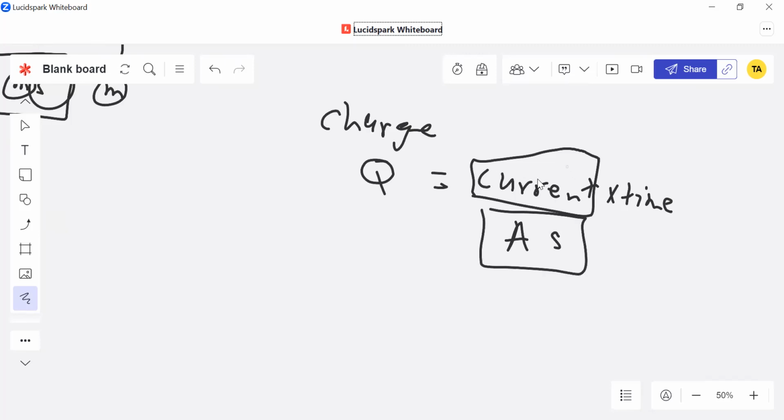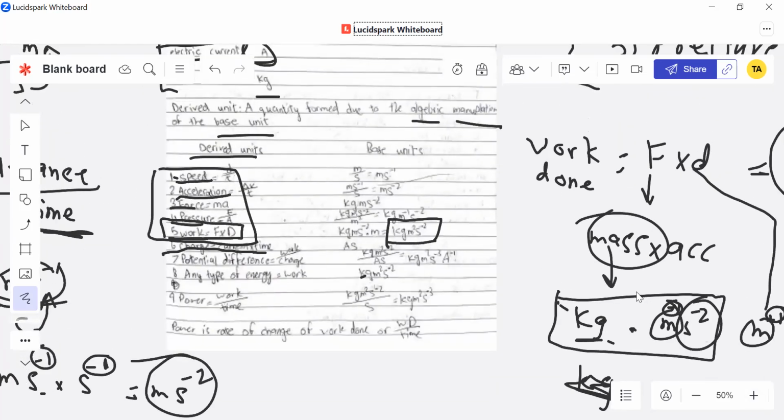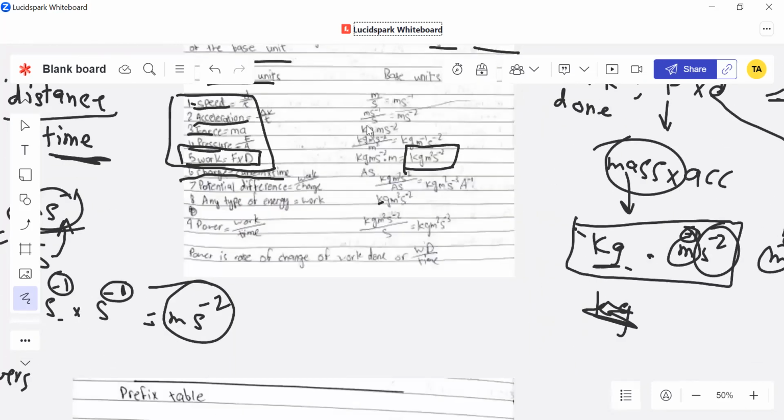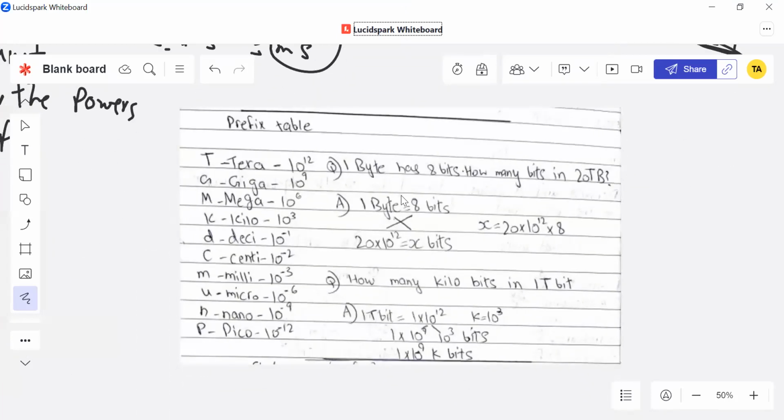Current, remember, is a base unit and not a derived unit. It has the unit of ampere, right? So that was pretty much physical units. That's everything for units. And let's move on to prefixes now.